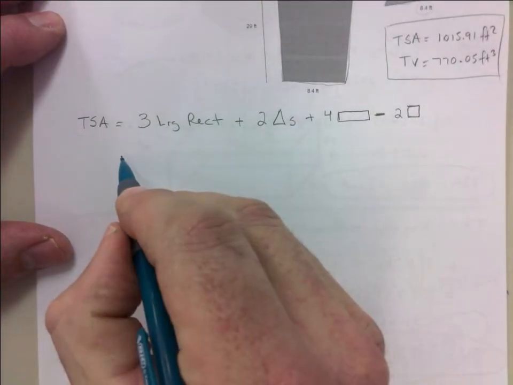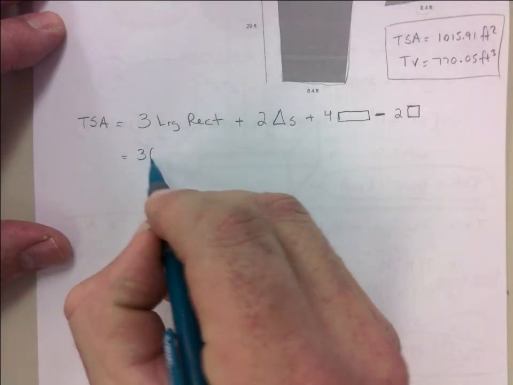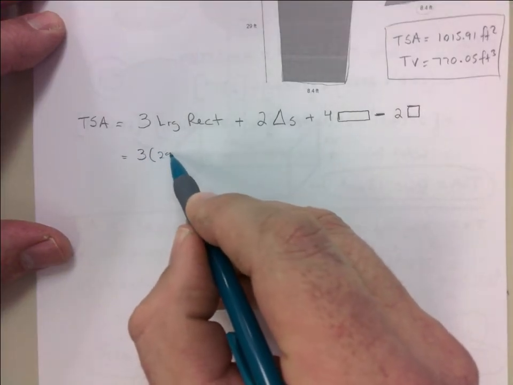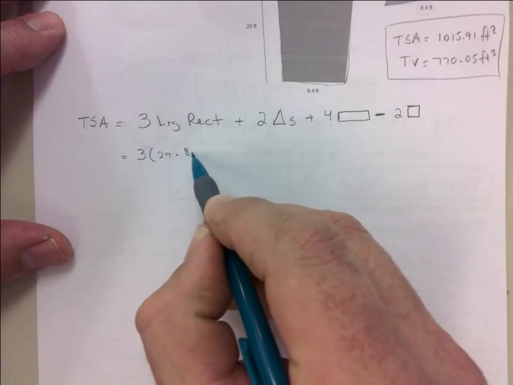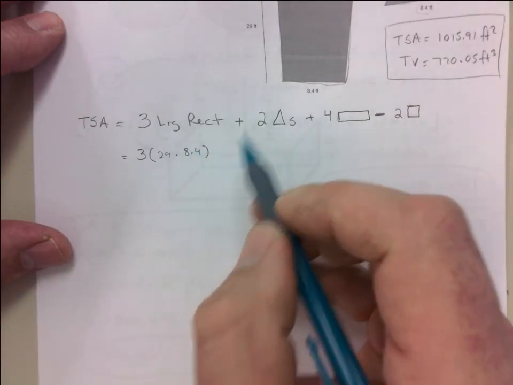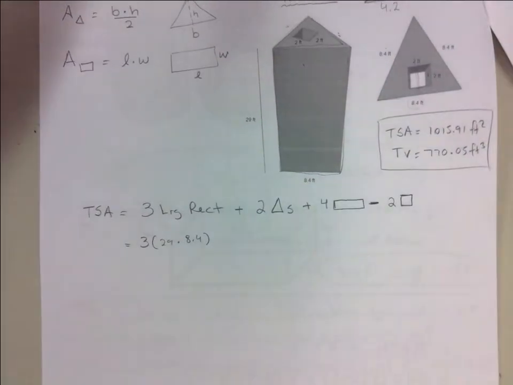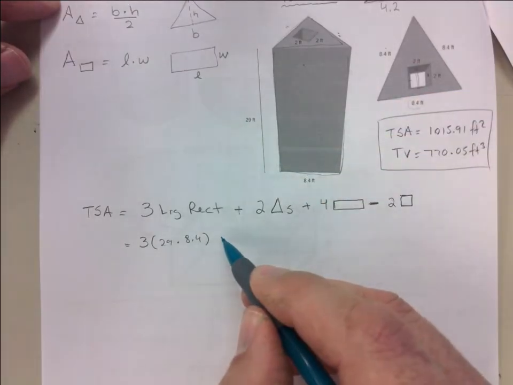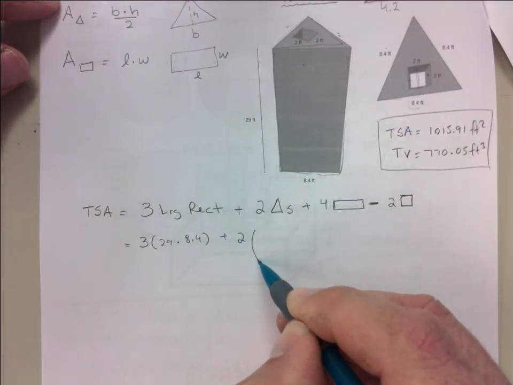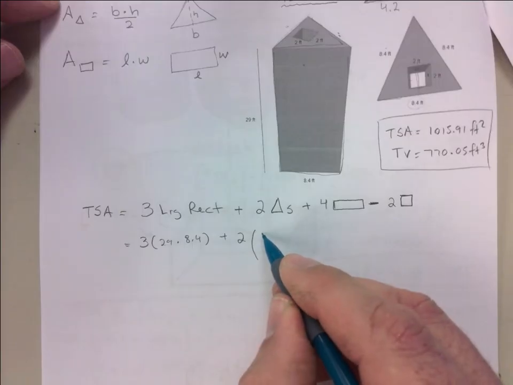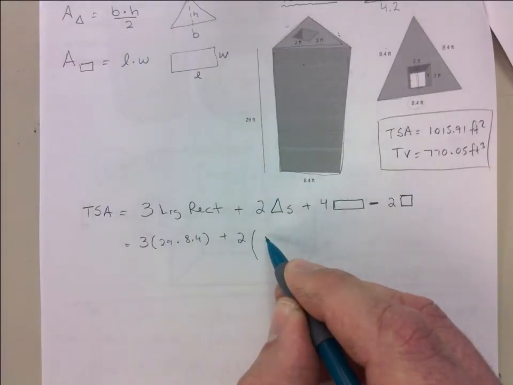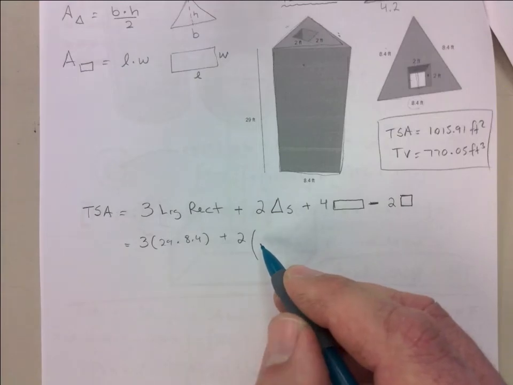So 3 large rectangles. There's 3 rectangles that measure 29 by 8.4. Okay, so it's 29 by 8.4. Can't see that. Let's see that. Right, 3 of those plus 2 triangles. Its base. Oh, I see now why some of you got this wrong. I think this is where it is, so pay attention to this one.